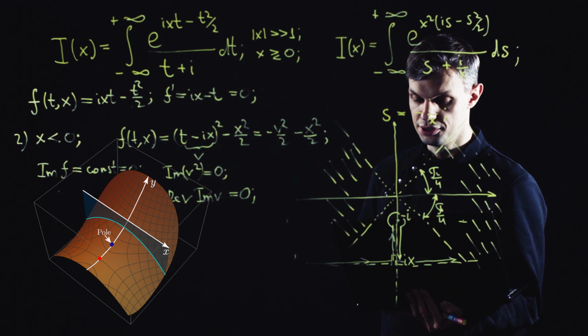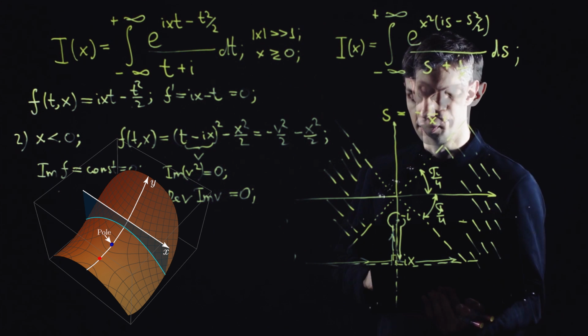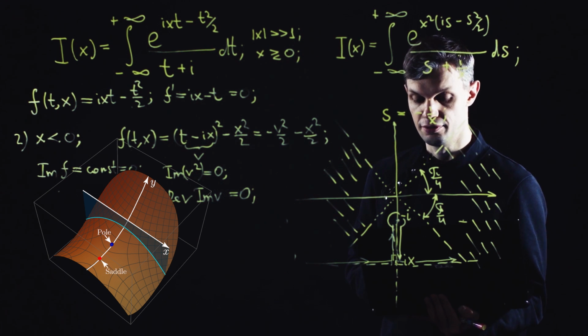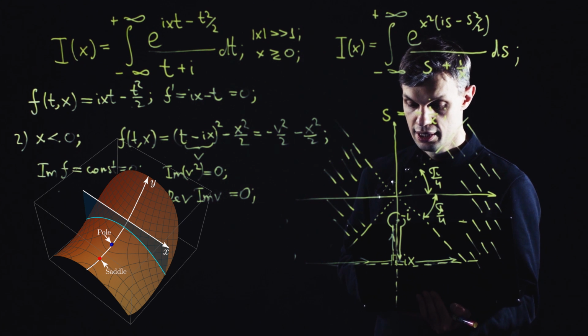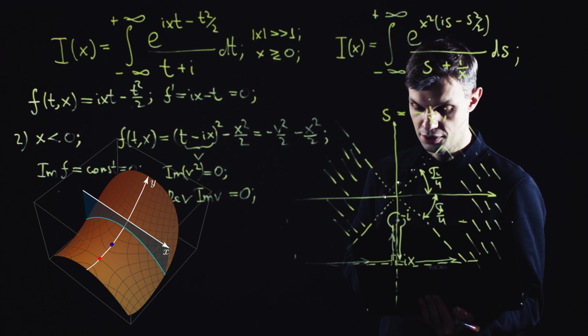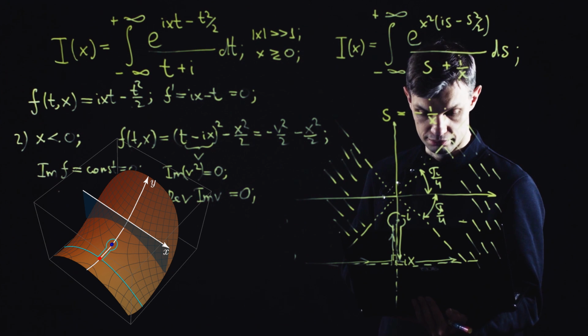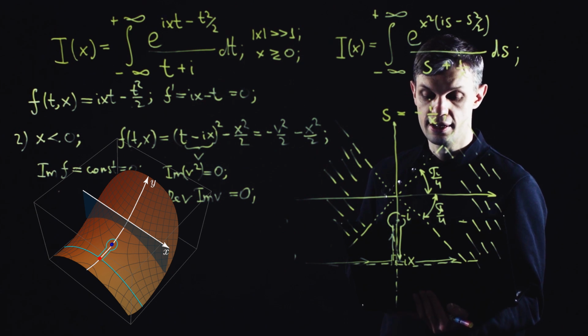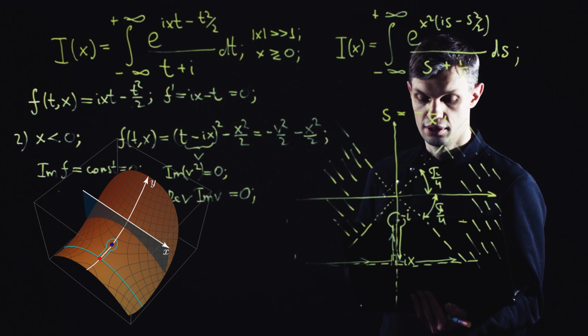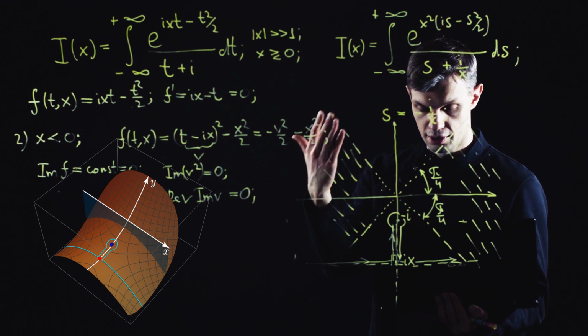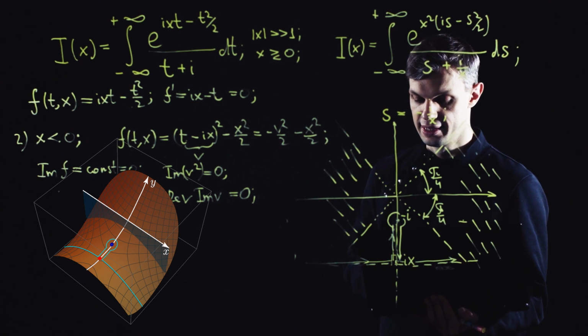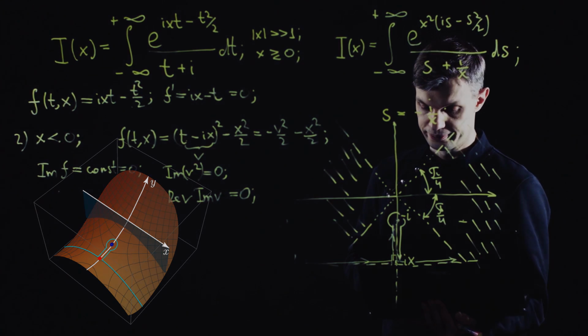The blue dot is the position of the pole, and the red dot, as before, is the position of the saddle. And here is the deformation of the contour. Now I hope you get the idea. So it's indeed the optimal path which reflects the ideology of the steepest descent method.